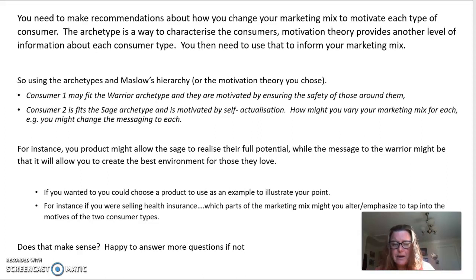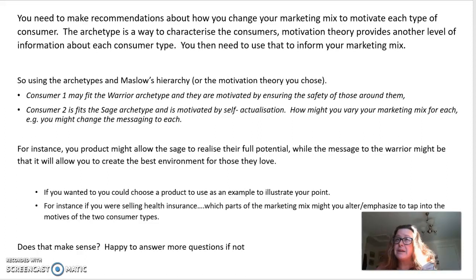So how might you vary your marketing mix for each? For example, you might change the messaging to each. So say your product might allow the sage to realize their full potential, to achieve that state of self-actualization. While the message to the warrior might be that it'll allow you to create the best environment for those that they love. So if you wanted to, you could choose a product.